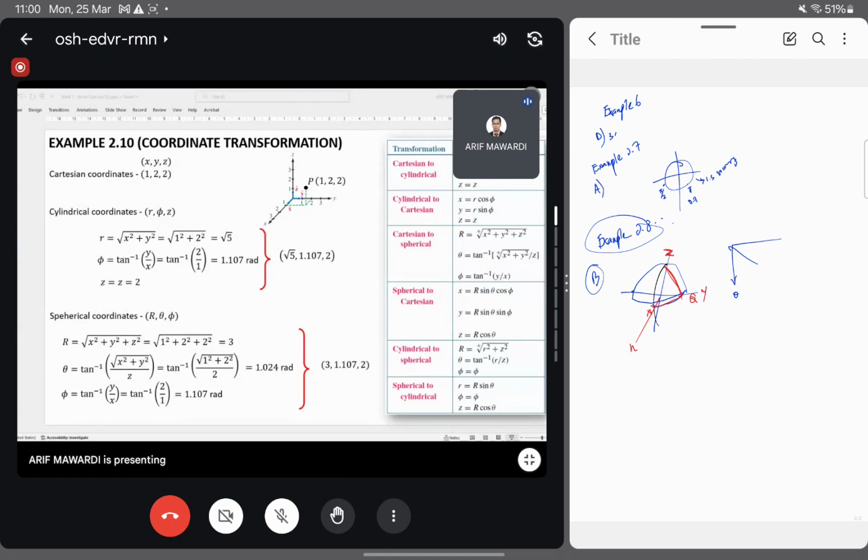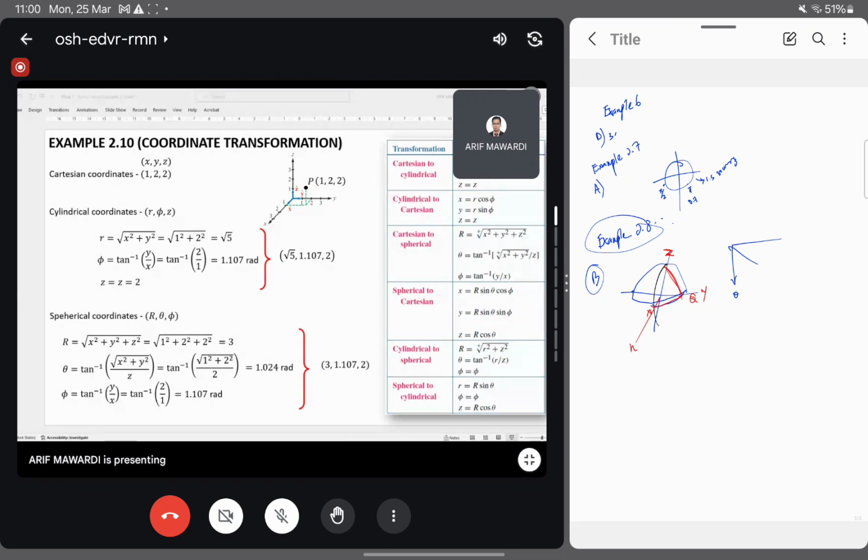And then for the second coordinate variable, which is theta, I can use this equation here. I have the values for x, y, and z, so I just substitute them. If I put it in my calculator, you can verify this now or later if you have time. You should get 1.024 radians.